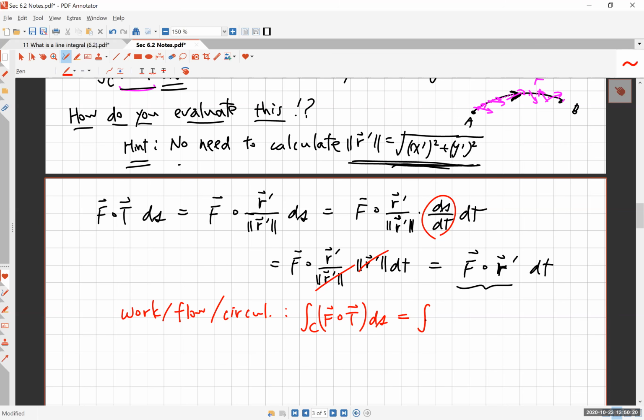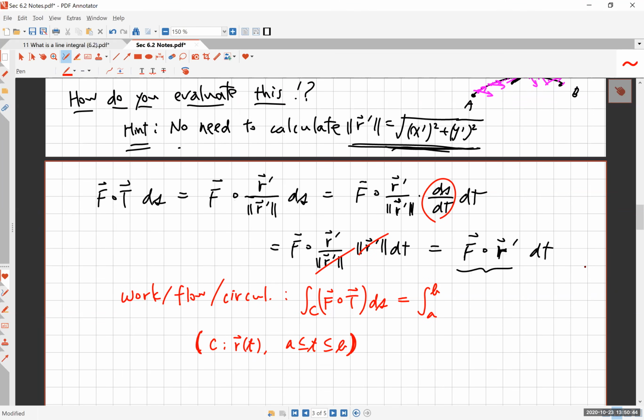But to calculate this, what you have to do is remember, I should write this down, where C is parametrized by r(t), where t goes from a to b. Because I have to tell you what a and b are in order to say something like this, it's the integral from a to b of F dot r prime, the derivative of r, that's the velocity, right? And this is going to be a real valued function, dt. That's it. It's really simple, right?